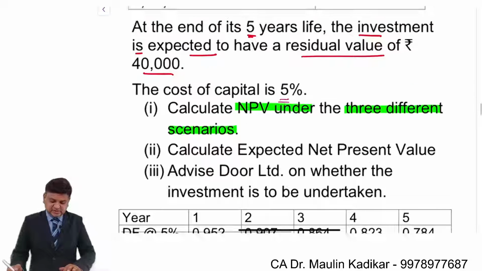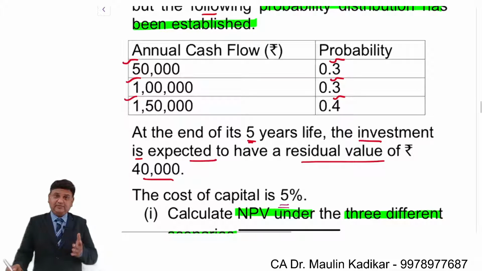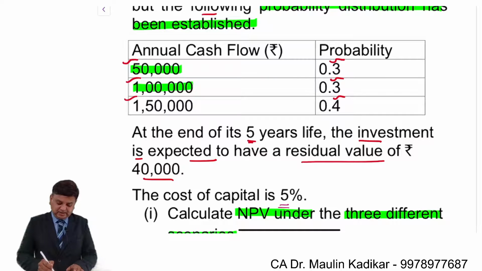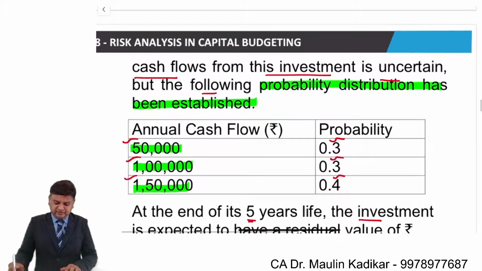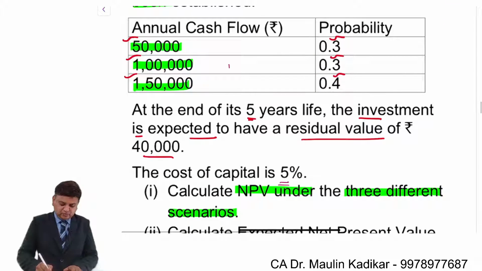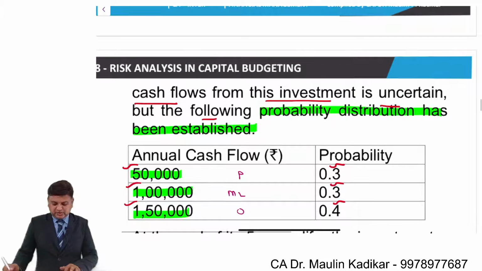So the question says that you are required to make the computation of the NPV if annual cash flow is 50,000, if annual cash flow is 1 lakh, and if annual cash flow is 1 lakh 50,000. So once again we can understand it like this. We don't have to mention it. This is most likely, this is pessimistic, and this is optimistic. So in these 3 different scenarios, we are required to make NPV calculation.